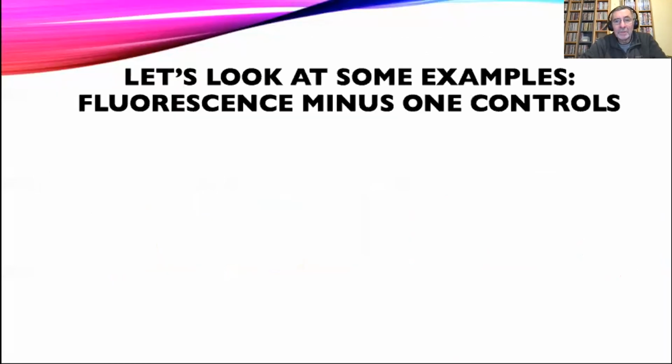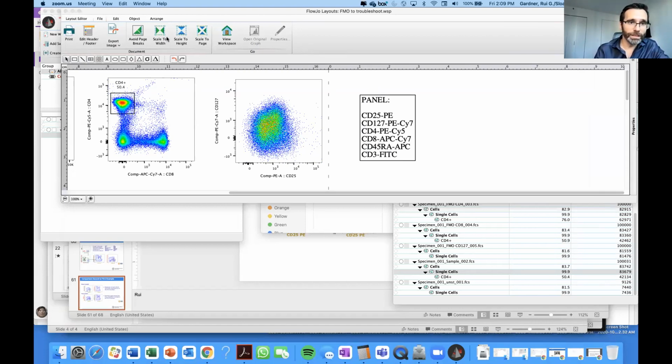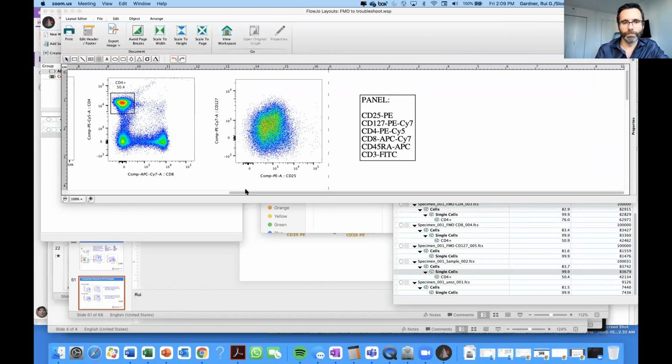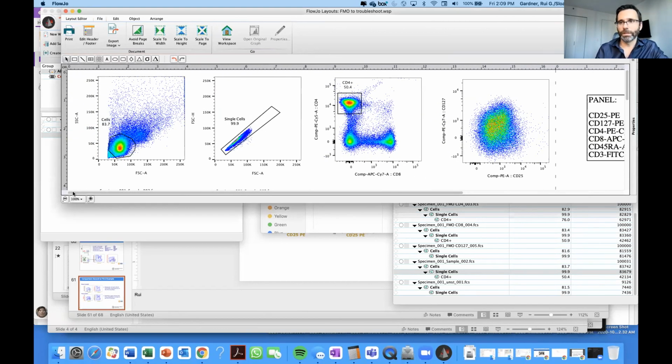So actually, I'm going to hand over to Rui this time, and we'll look at an example of how the FMO is extremely important to us. Yes, thank you, Derek. As Derek was mentioning, the FMO controls are extremely important and used for gating. So if we want to know exactly where we want to set the threshold between negative and positive, we're going to use an FMO, fluorescence minus one, for that particular marker.